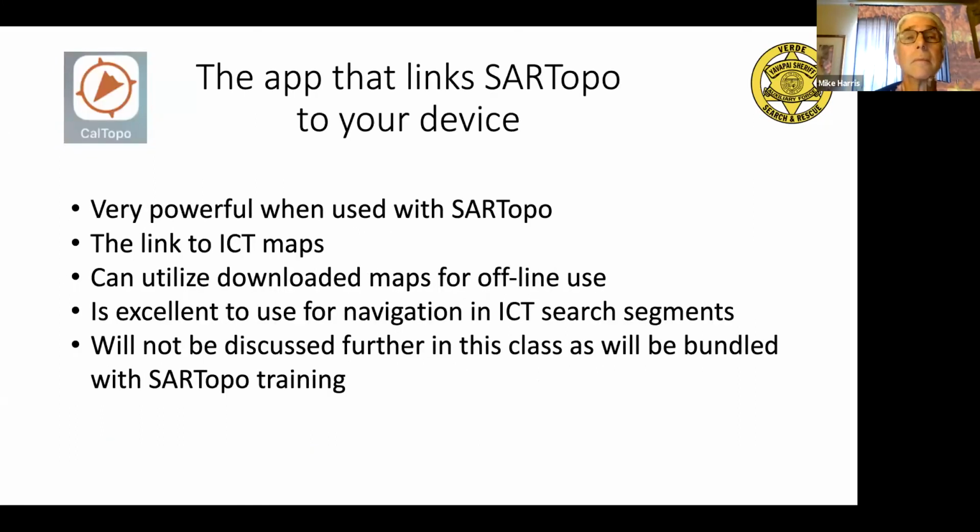Now, CalTopo has a lot of promise. It's an active app. In other words, they are updating it on a frequent basis. It's the app that links SAR-Topo to your device. It's very powerful when you use SAR-Topo. It's the link to ICT maps. You can utilize downloaded maps for offline use.